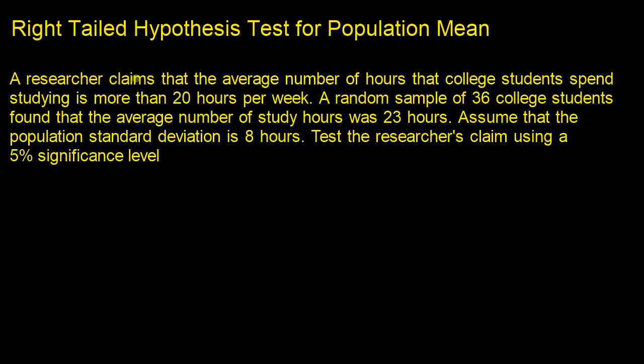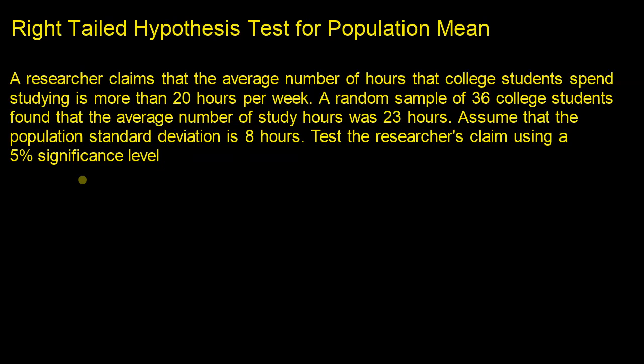The researcher claims that the average number of hours that college students spend studying is more than 20 hours per week. A random sample of 36 college students found the average number of study hours was 23 hours. Assume that the population standard deviation is 8 hours. Test the researcher's claim using a 5% significance level.